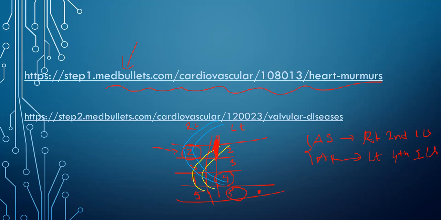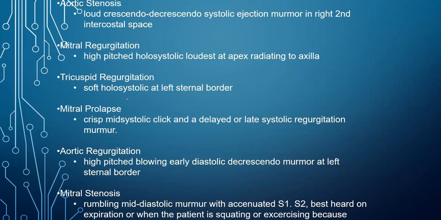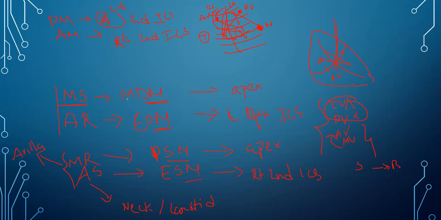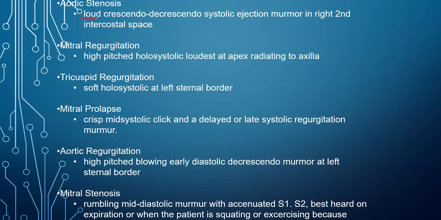Now, if you go through this Medbullets, it has discussion about this heart murmur in detail. This guideline as well. So that's what we have written in here. If you see that aortic stenosis murmur, it's a loud murmur. And the murmur is an ejection systolic murmur in the right second intercostal space. And a stenosis murmur can radiate to the neck or carotid.